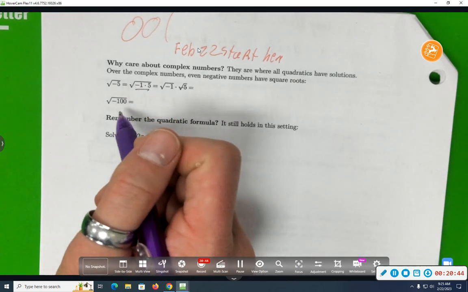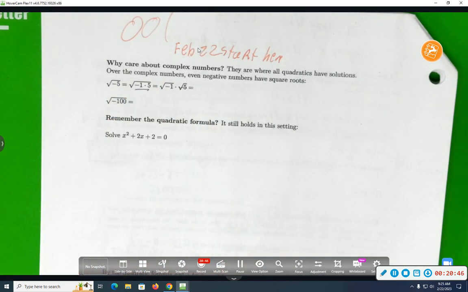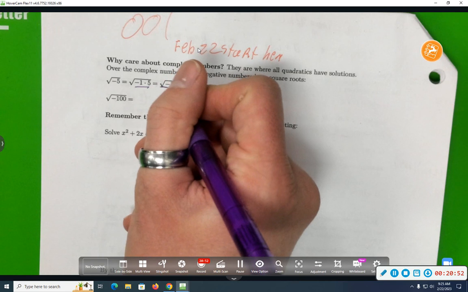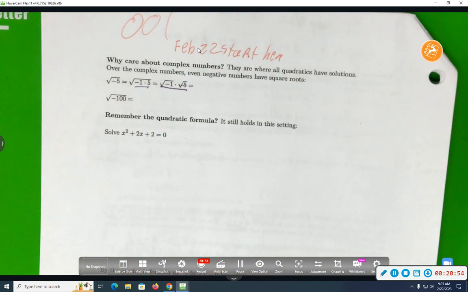It's negative 1 times 5. Square root distributes over multiplication, not addition, but it does over multiplication. So you can write that as the square root of negative 1 times the square root of 5. And how would you write that as a complex number? What's the square root of negative 1? Just i. i squared is negative 1, so i is the square root of negative 1.